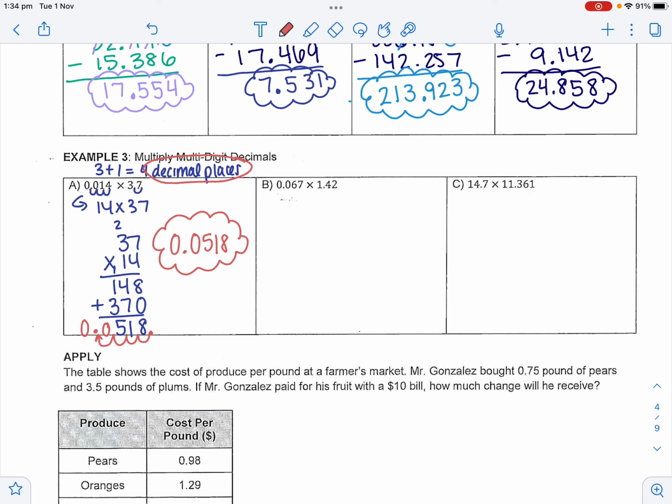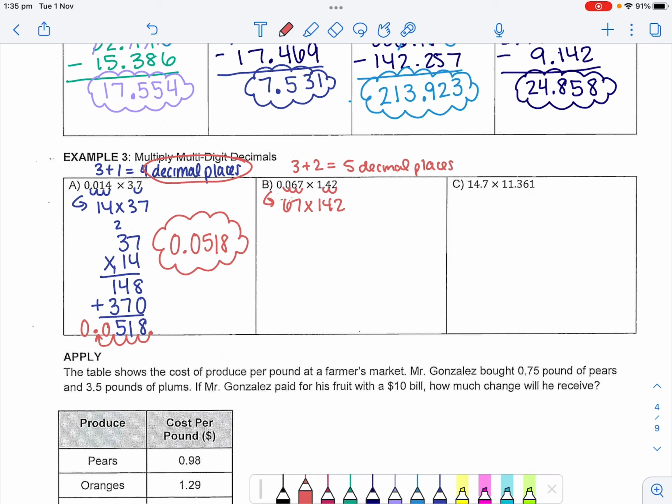In part B, same thing. I'm going to count. So 1, 2, 3. And then 1, 2. So I'm going to have 5 decimal places at the end. So this problem then becomes 67 times 142. Now with a 2-digit by a 3-digit number, I am going to do the 3-digit number on top and the 2-digit on the bottom. Again, it's a personal preference. I like the larger number on top.